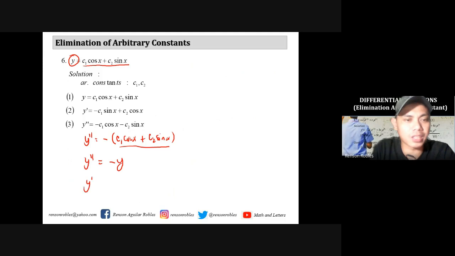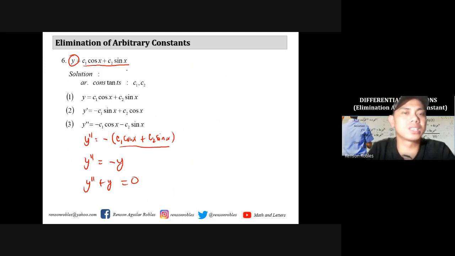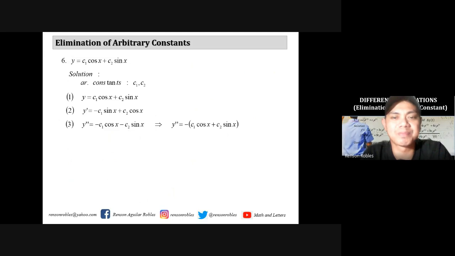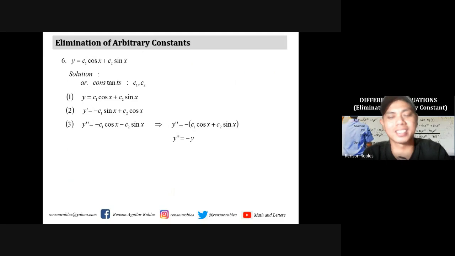So we have y double prime plus y equals 0 is the desired differential equation with c1 cosine x and c2 sine x as a solution. Yep. And finally, we have y double prime equals negative y. And yeah, and we're done.